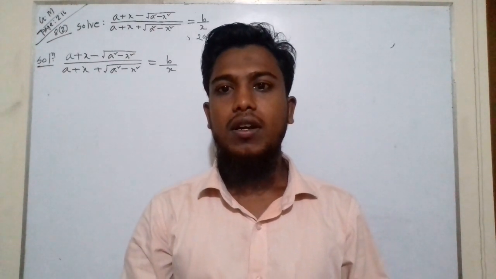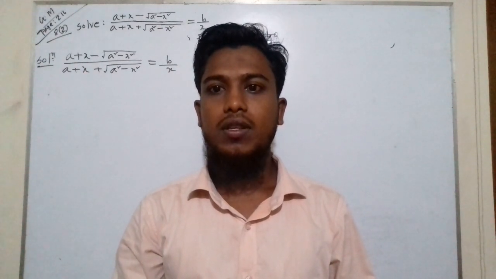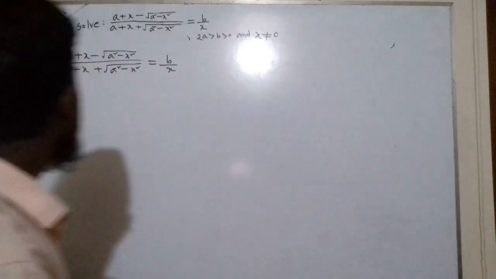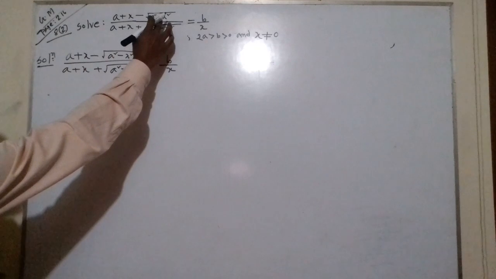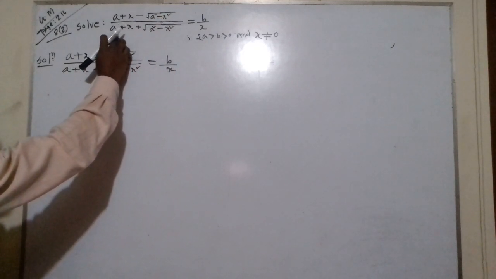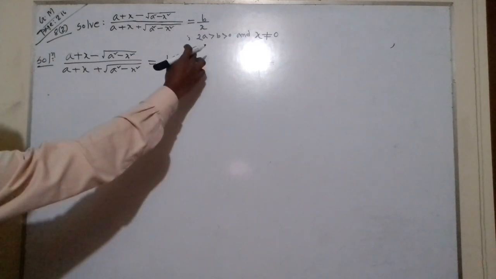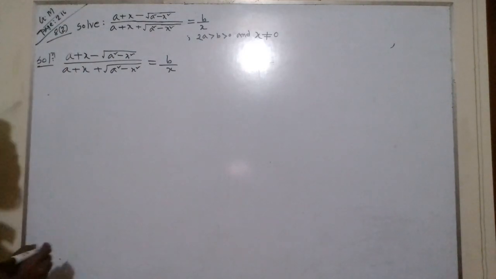Dear student, I have already discussed the basic concept of chapter 11, exercise 11.1. Now, I will discuss some important problems of this chapter. So let's start our topic. Here is problem number 8 of 2: solve (a plus x minus root over a square minus x square) divided by (a plus x plus root over a square minus x square) equal to b by x. Here the condition is 2a is greater than b is greater than 0, and x not equal to 0.